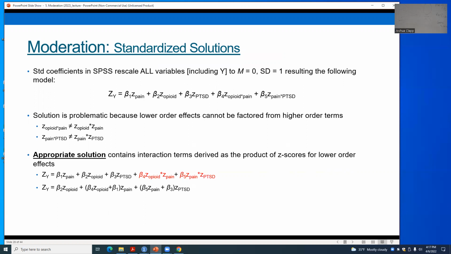And the problem is, for those interaction terms, you need to be able to deconstruct that back down into its parts, but the z-score of opiate times pain isn't the same as the z-score of opiate times the z-score of pain. So we just need to mathematically be able to factor those out. Okay.